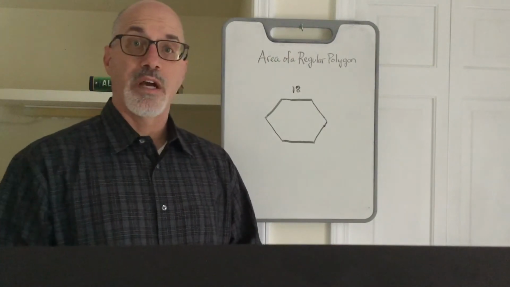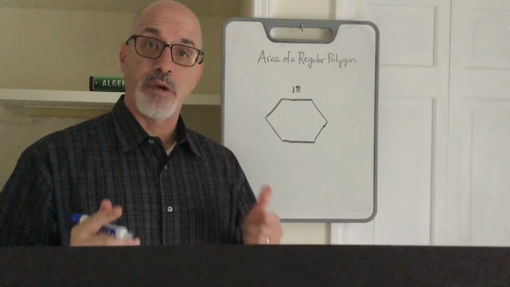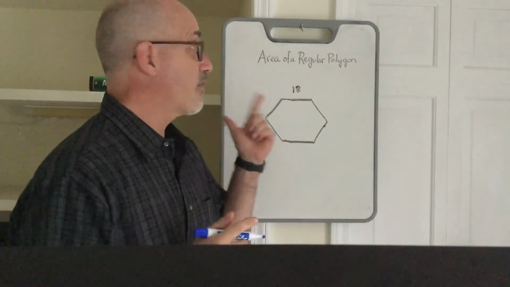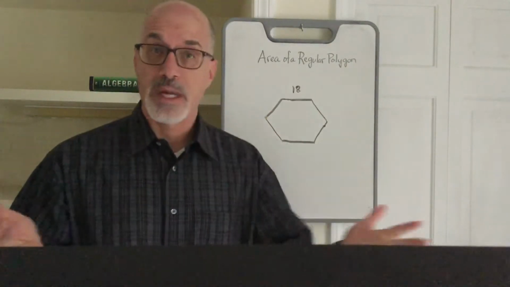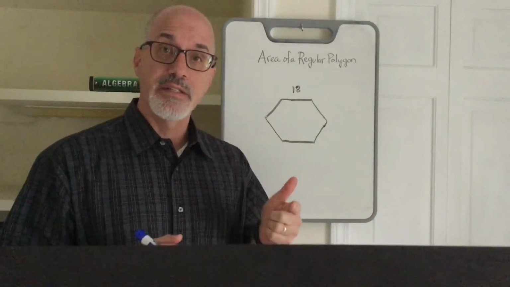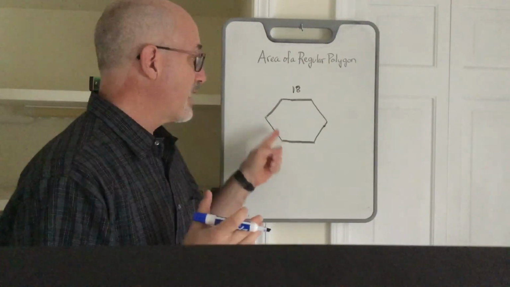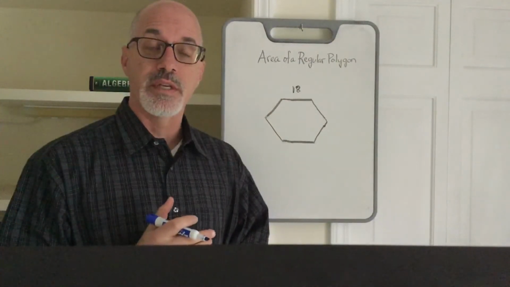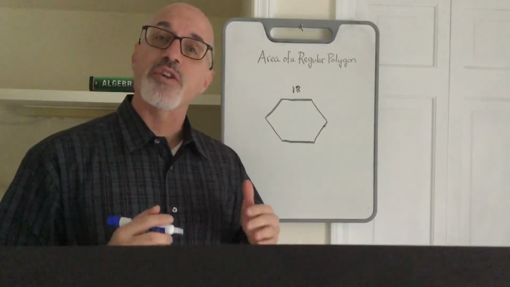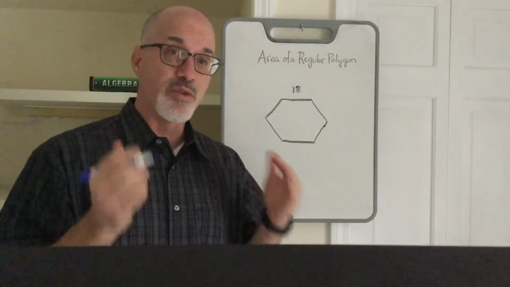This lesson will be on working with regular polygons and finding the area of those. Just a reminder, a regular polygon is where the sides are all congruent and all the interior angles are congruent. When we work with that, we have to introduce a new concept, a new term.